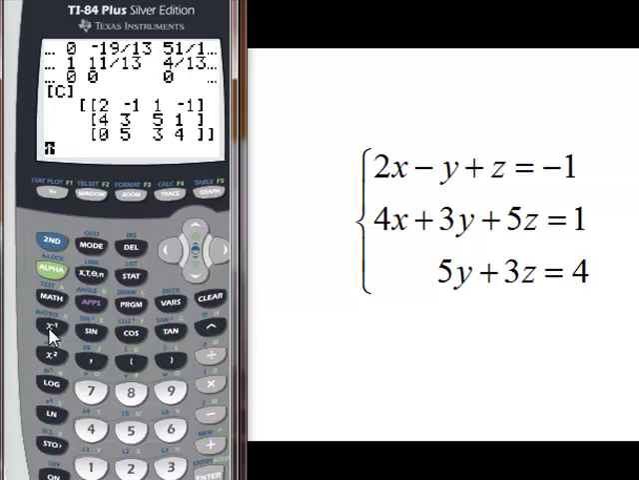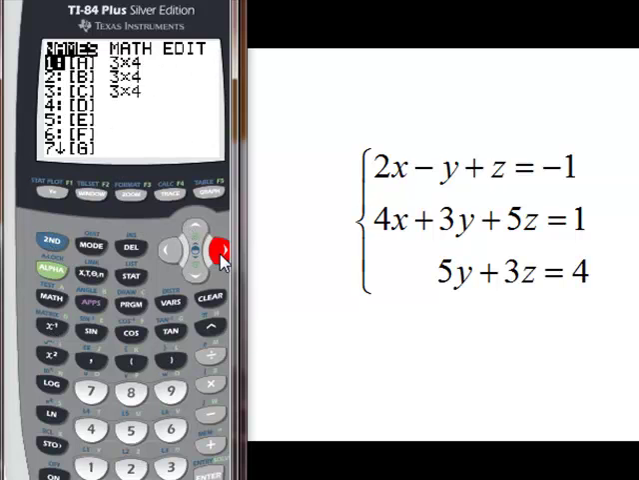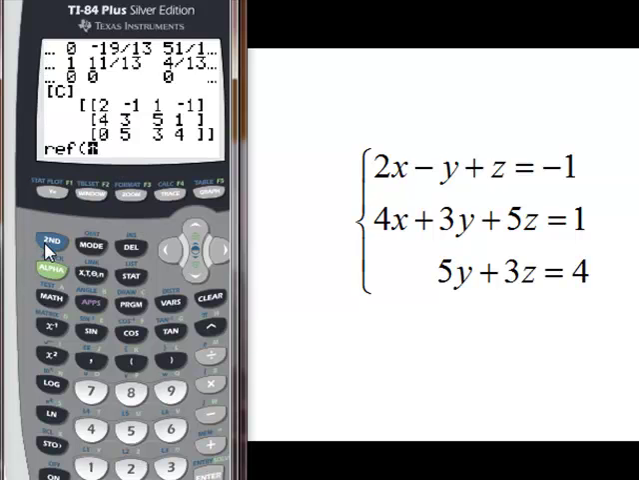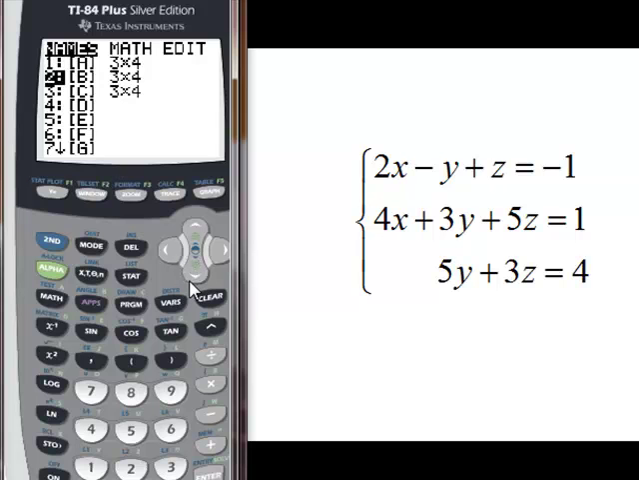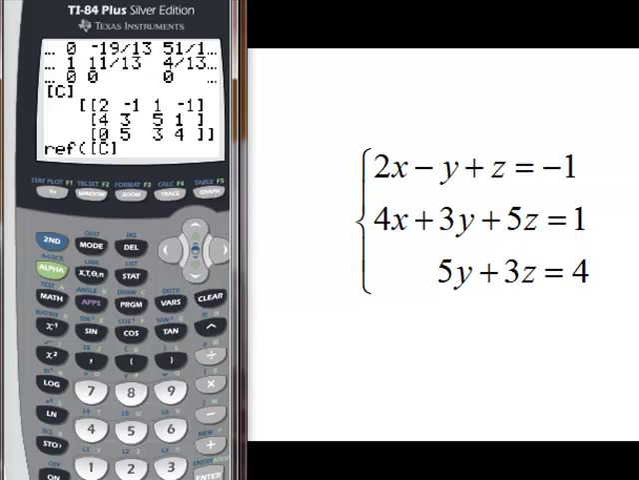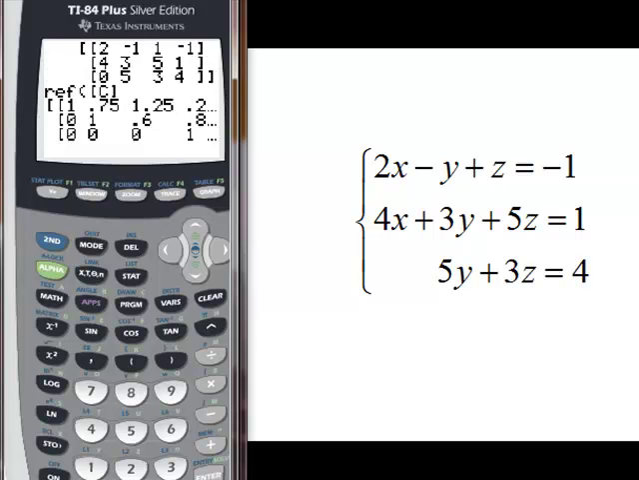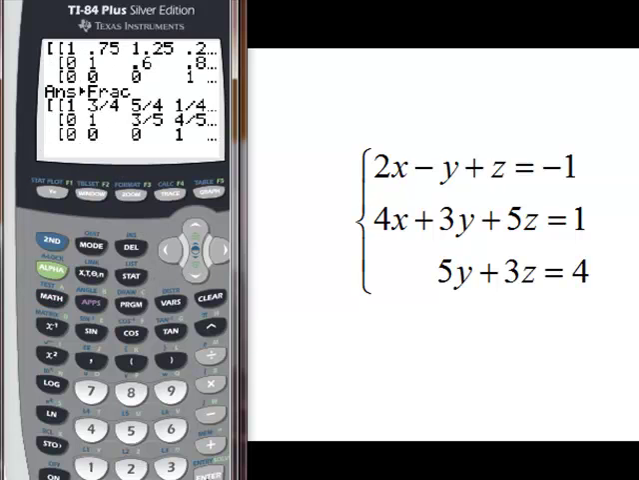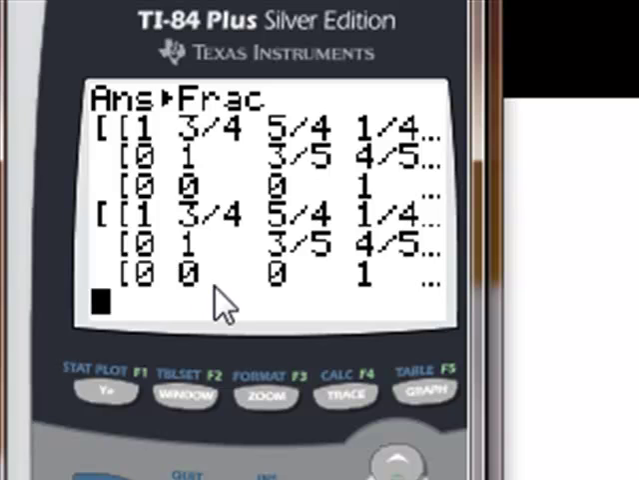We'll do the exact same thing. We'll still put it in row reduced echelon form. And we'll look at what the answer comes out to be, because there's going to be something that tells us what it is, whether it's consistent or not. This looks at first sight similar to what we had last time, because there are some numbers over here. Again, if we want them as fractions, we can do math, fraction, enter, enter. And we got all our answers as fractions.